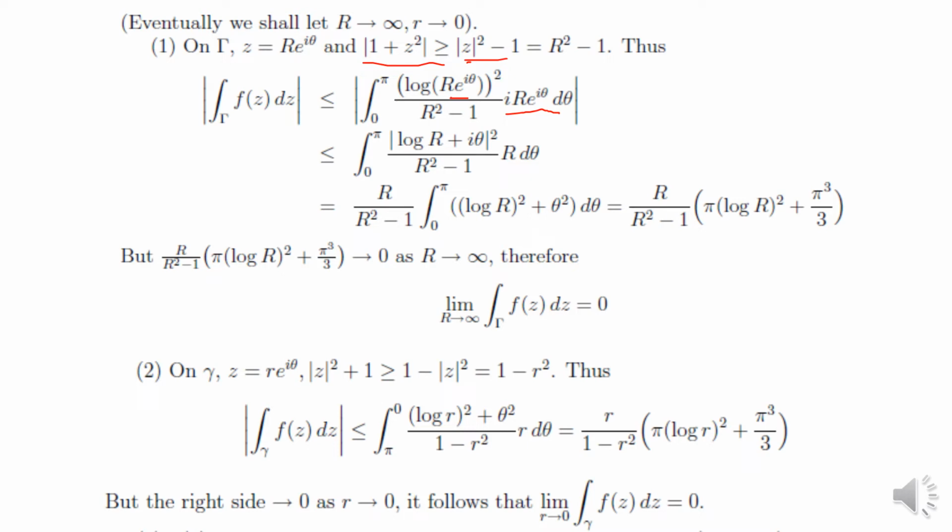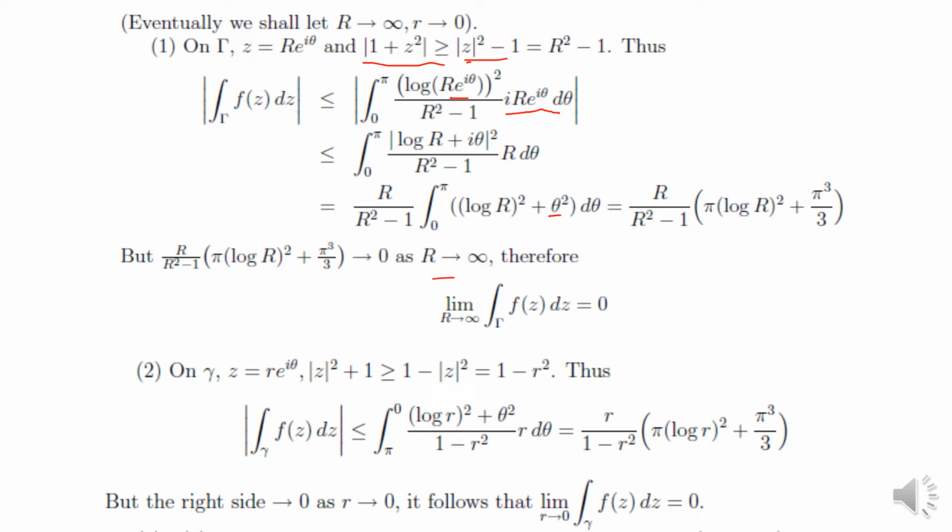upon R^2 - 1 as common, from 0 to π. Now open the mod, so (log R)^2 + i^2θ^2, and the mod of that gives θ^2 dθ. And this is basically, when we integrate, π, because we are integrating with respect to θ, so log R will be constant, so (log R)^2 into π plus π^3/3.